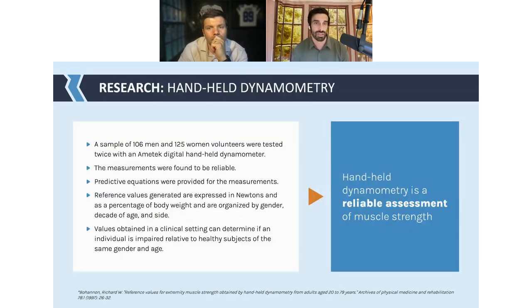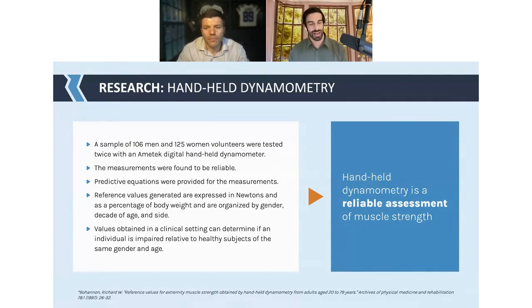So what was the research showing on handheld dynamometry? There's plenty of these studies, but this was a large study by Bohannon and colleagues. They took a look at over 200 participants, and they found that by utilizing dynamometry, it is a reliable assessment of muscle strength. And again, there's plenty of research to show that when used correctly, and I'll show you how to use it correctly, it's extremely valid and reliable.